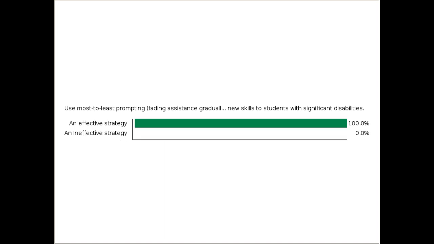The next poll: using most to least prompting, in other words, fading that assistance gradually, will teach the student with significant disabilities. Most to least prompting. Is that an effective strategy, or is it an ineffective strategy? This is for a student with the most significant disabilities when you are teaching a new skill.